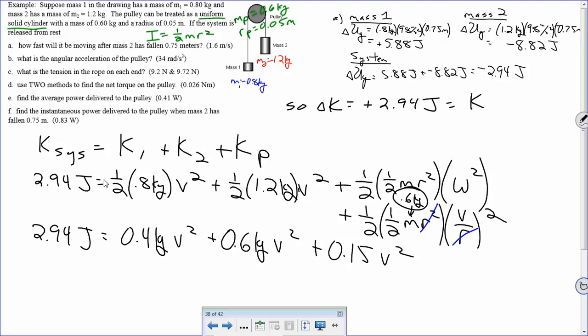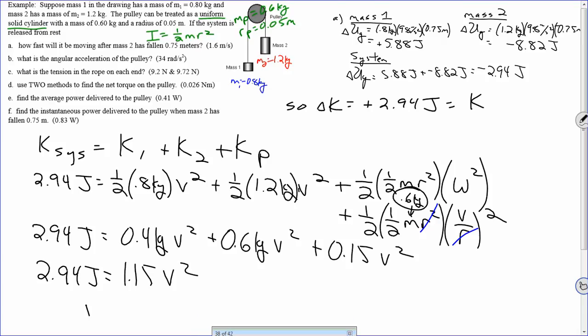Good. So look, everything's now in terms of v squared. It's a big long equation, but you get 2.94 joules equals 0.4 plus 0.6 plus 0.15, which is 1.15 v squared, and solve it. And your v ends up being really close to 1.6 meters a second.